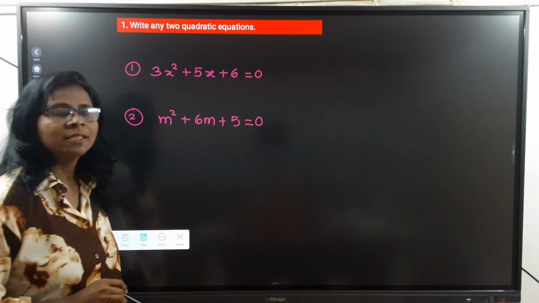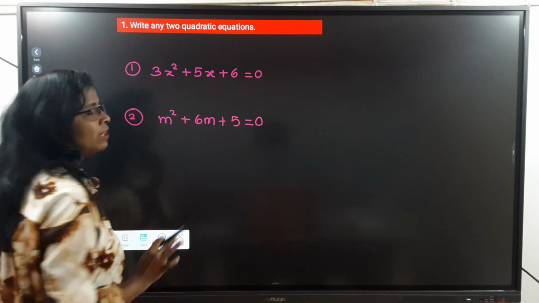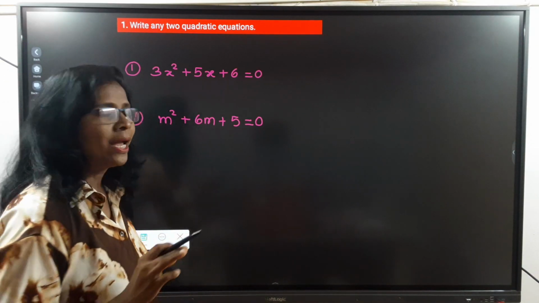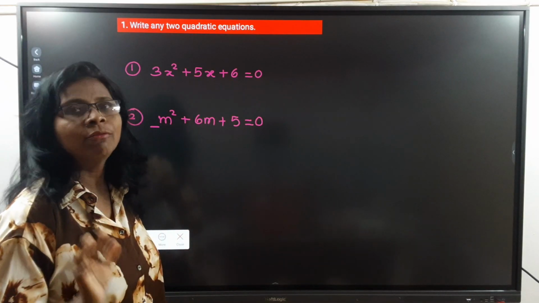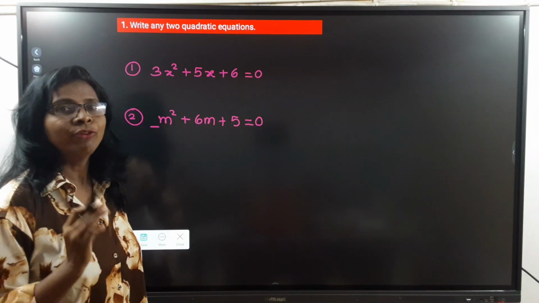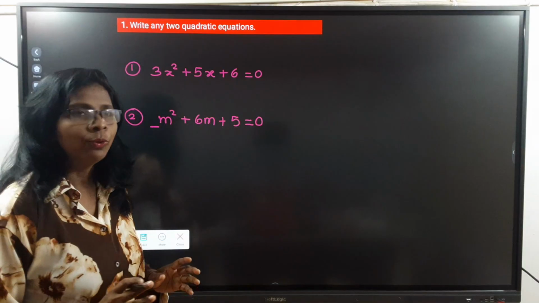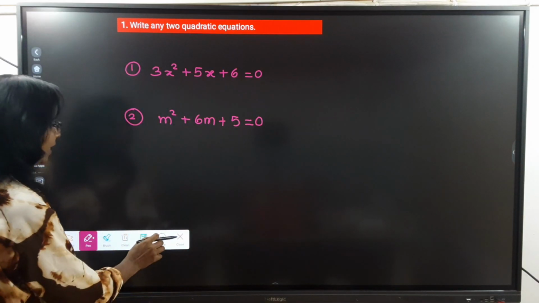Now here, in such a type of quadratic equations, the variable should be 1 and the maximum index of the equation should be 2. And as well, the coefficient of m square is not equal to 0. The values of a, b, c are real numbers, and a is not equal to 0. So in such a way you have to write down the equations.